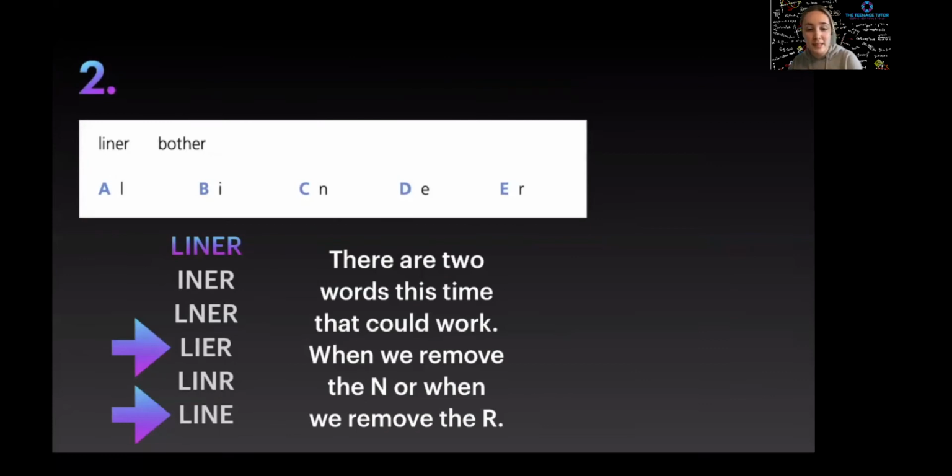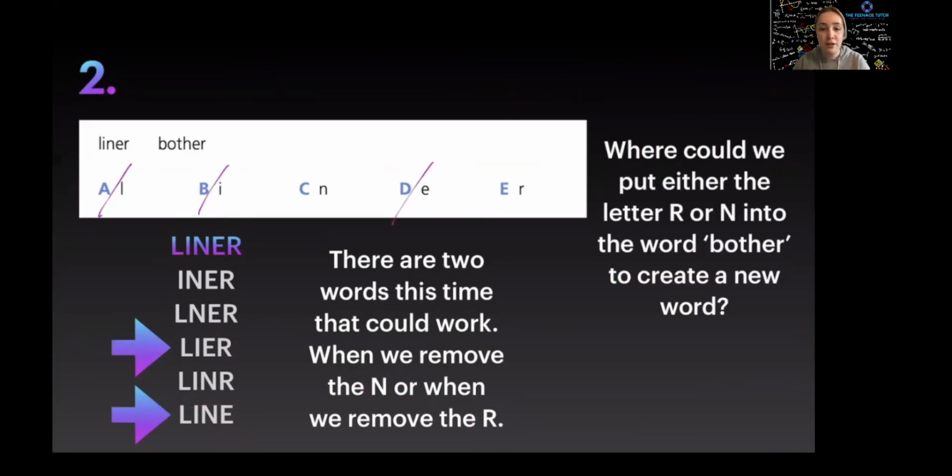You'll notice that this time there were 2 words that made sense when we'd done that. That was when we removed an N or we removed an R. So we're left with option C or option E. To work out whether it's going to be option C or option E, we need to work out where we could put either the letter R or the letter N into the word "bother" to create a new word.